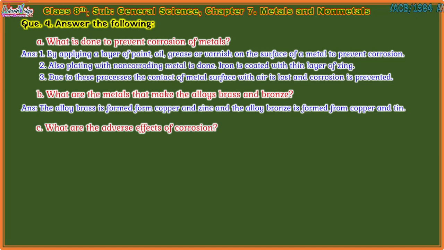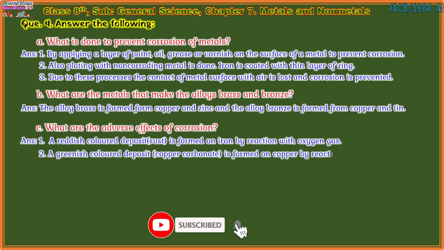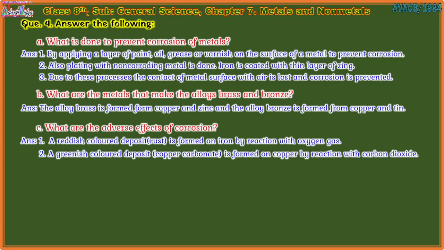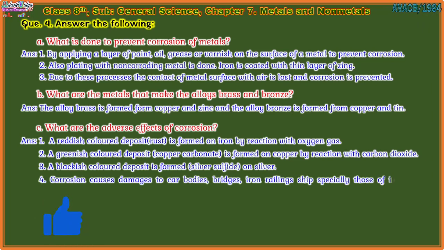Third one. What are the adverse effects of corrosion? Answer, first point: a reddish-colored deposit, rust, is formed on iron by reaction with oxygen gas. Second point: a greenish-colored deposit, copper carbonate, is formed on copper by reaction with carbon dioxide. Third point: a blackish-colored deposit, silver sulfide, is formed on silver. Last point: corrosion causes damage to car bodies, bridges, iron railings, ships, especially those of iron, silver articles, and copper vessels.